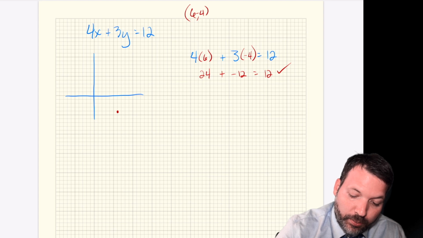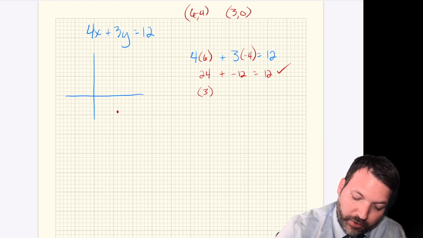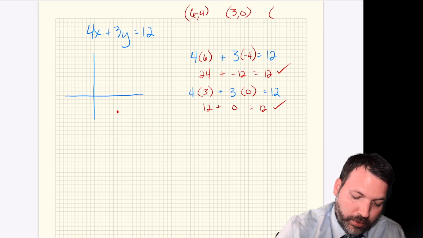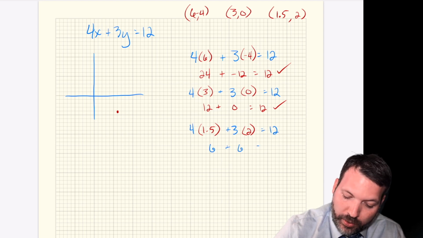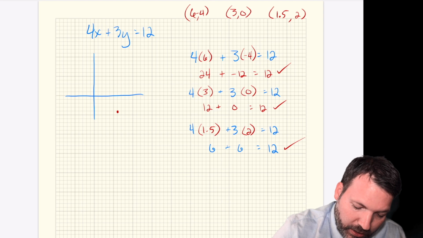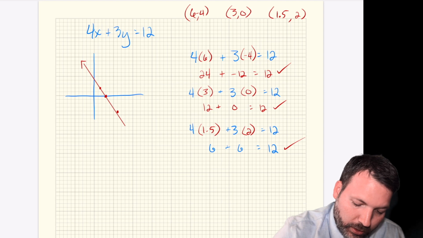Some other points that end up working: 3, 0. If I plug in 3 for x and 0 for y, the same thing happens, it works out to 12. Other pairs that would work: 1.5, 2. If we multiply 4 times 1.5 and 3 times 2, we get 6 plus 6 equals 12. So what we would usually do is take these points, put them together, and draw a line going through the different points. That line would look something like that.